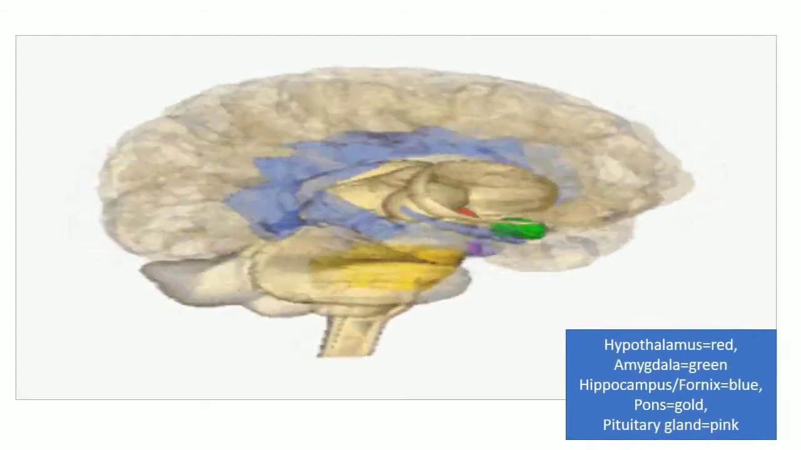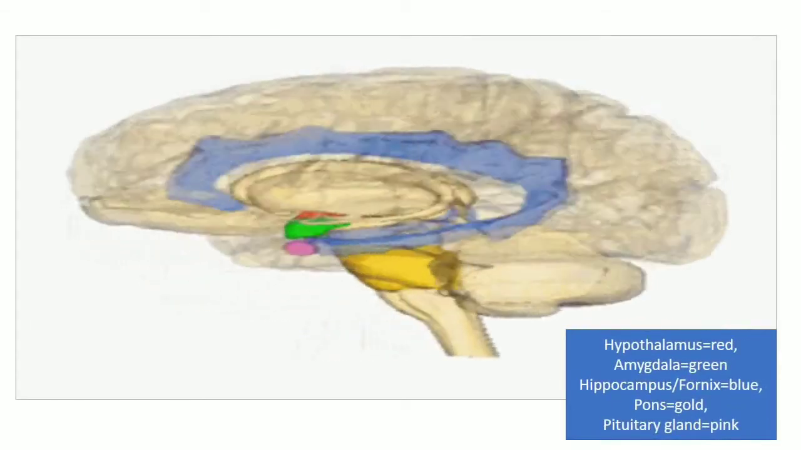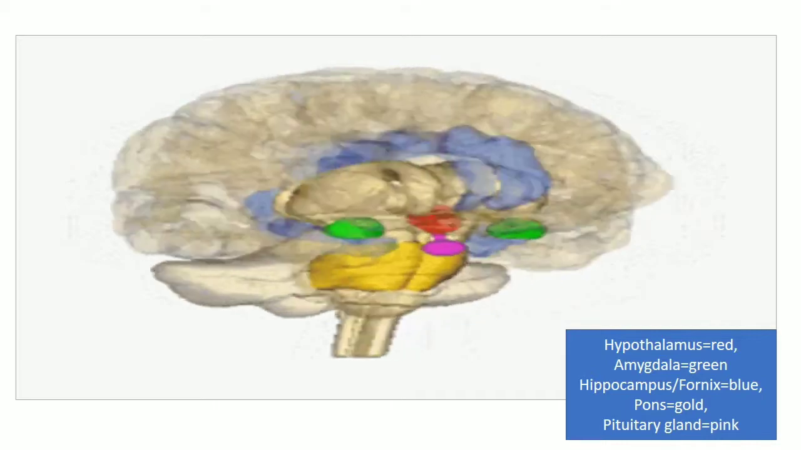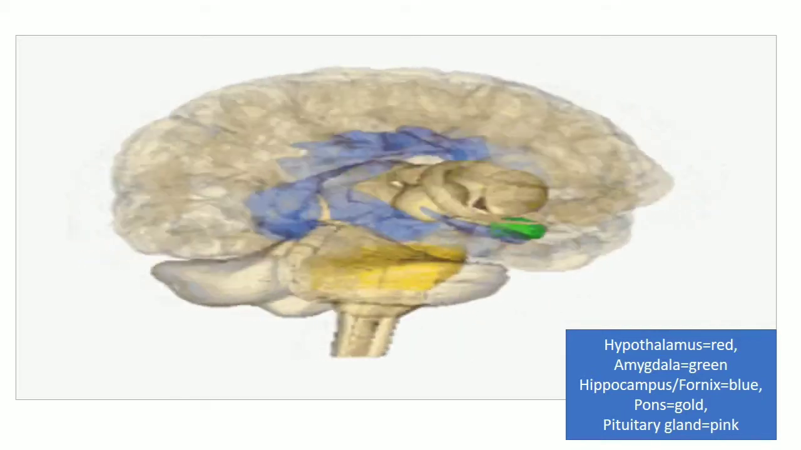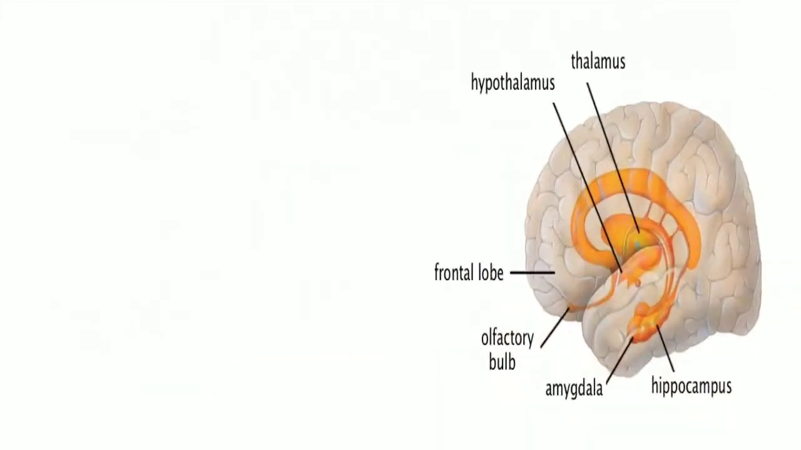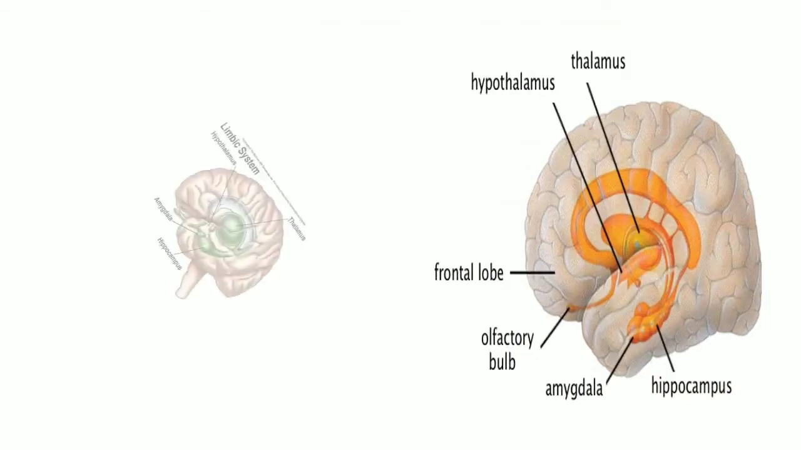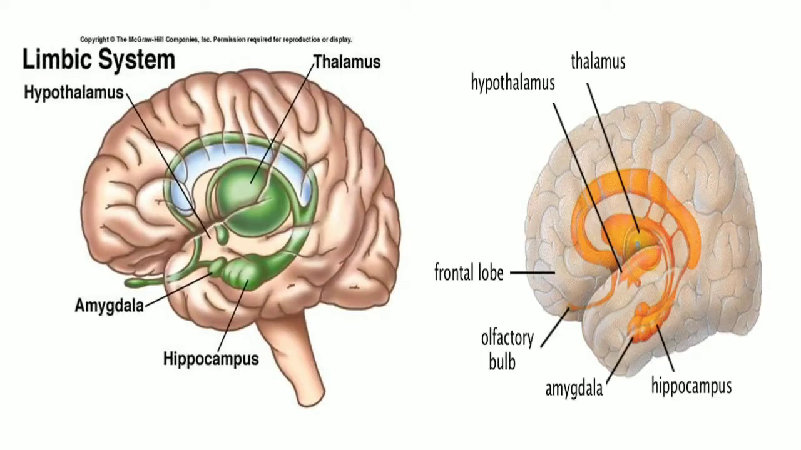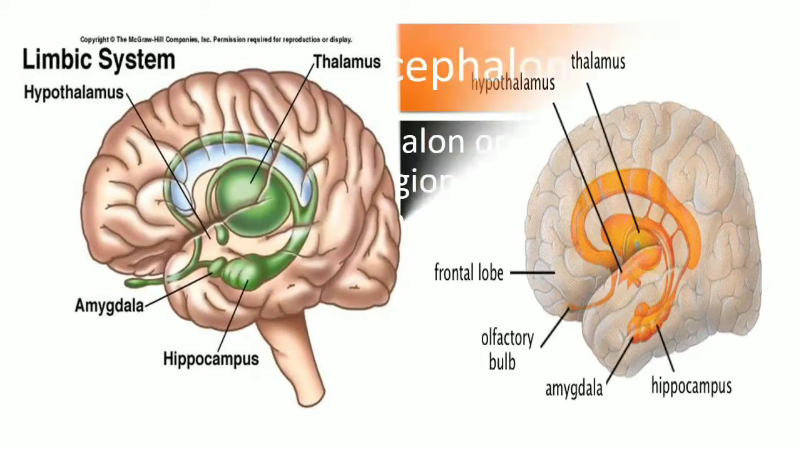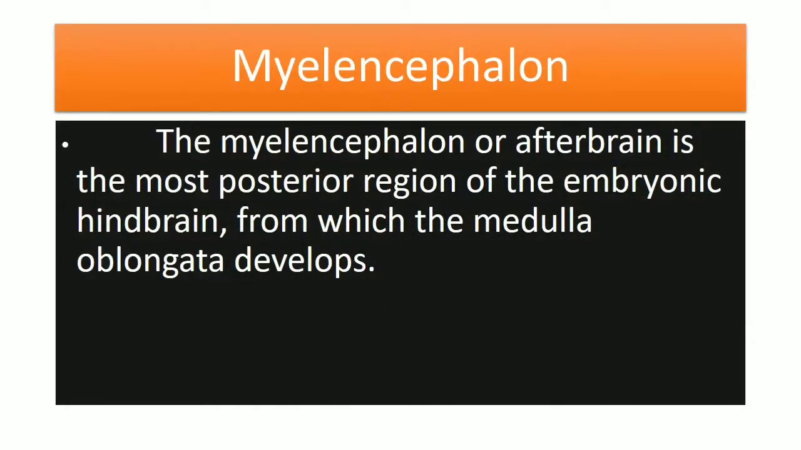Then in this, the hypothalamus and amygdala are in green, and the hypothalamus is in blue. Pons are in gold structure color. Now, coming to this diagram as well as the limbic system, they have been showing you the two parts. Then the hindbrain is the most posterior region of the embryo.